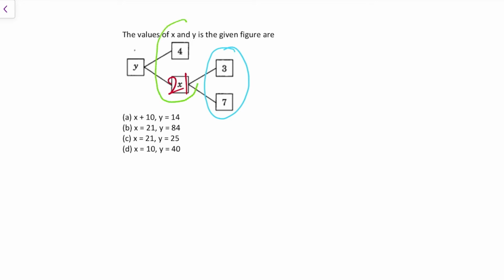Next, this branch is having again 4 and 21. So 4 into 21 is 84. So it means this y should be replaced with 84. Now if we observe clearly, x value is 21 and y value is 84. So option B is the correct option.